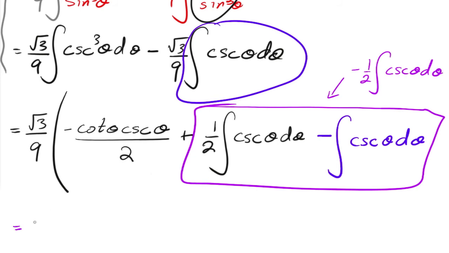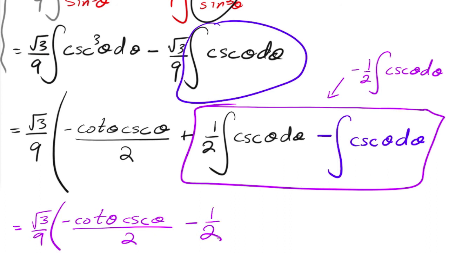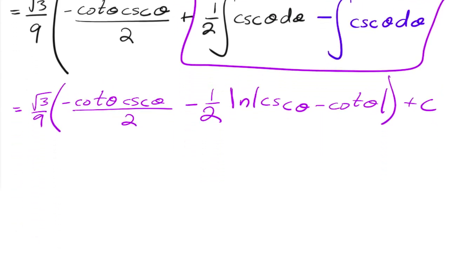Okay, so then what I get is the square root of 3 over 9 times negative cotangent theta cosecant theta over 2, and then minus 1/2 times the integral of cosecant, which is the natural log of the absolute value of cosecant theta minus cotangent theta. Plus C.